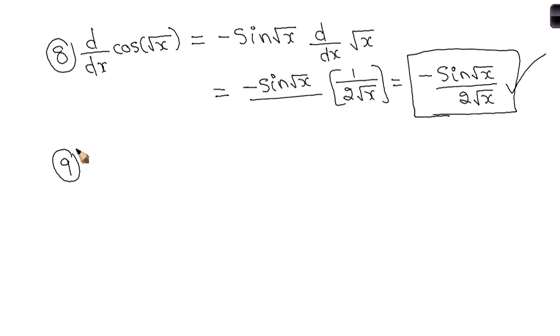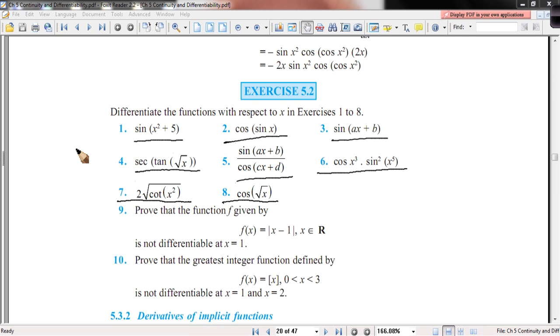Be clear with the formulas and the basics which I have taught in my earlier videos. Again I am repeating this because if you are clear with that, you can solve any one of these questions. Good, let me solve the next question. The next question he is asking is, prove that the function f given by f of x is equal to mod x minus 1 for x belongs to R is not differentiable at x is equal to 1.